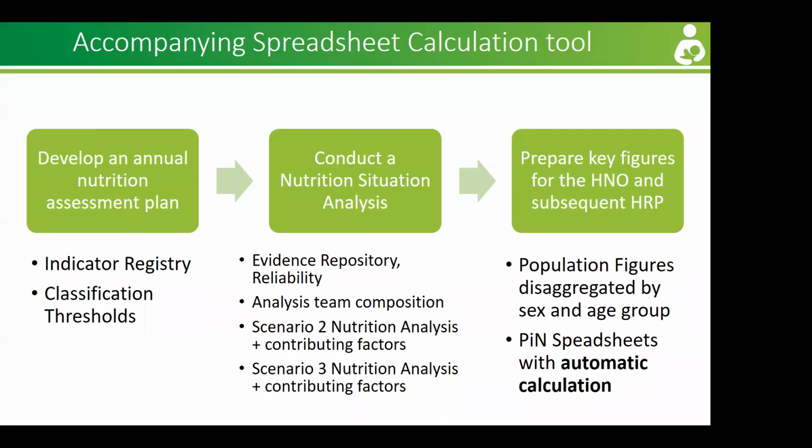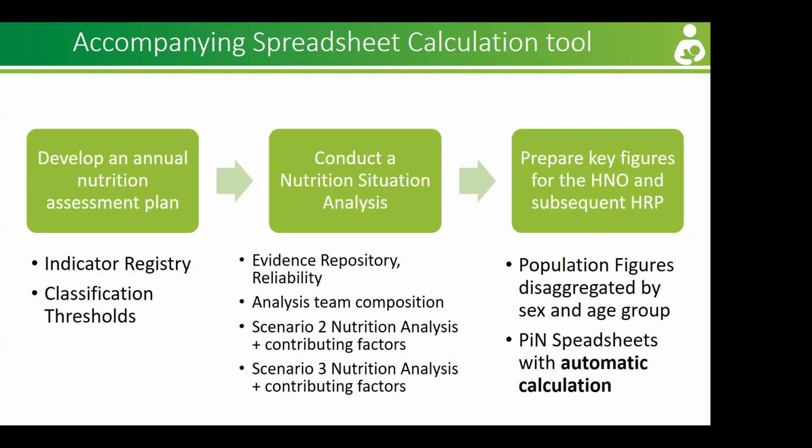And the best part for last. With this guidance, which will of course be a Word document, we've also prepared an accompanying spreadsheet calculation tool. So for all steps of the guidance, there would be an accompanying way to do automatic calculations where we could insert certain key figures and obtain the results that we need. For the development of an annual nutrition assessment plan, we have the indicator registry. As you've been seeing already on the nutrition cluster caseload calculation tool, we have our large table on the classification threshold, so all that list of recommended core indicators is included.